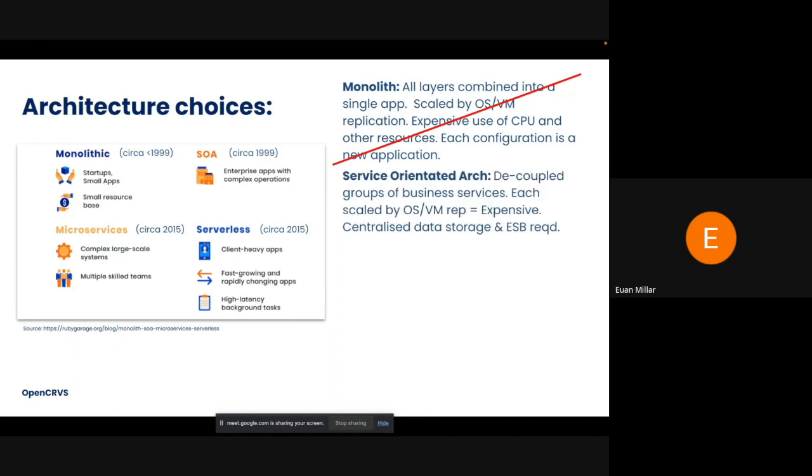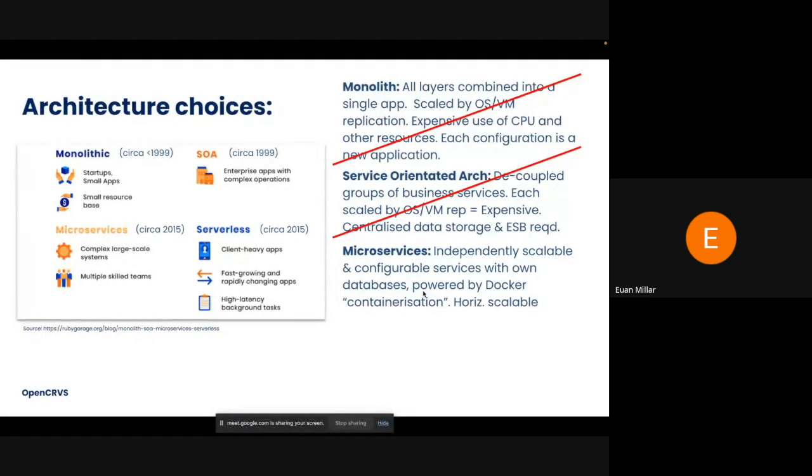So a service-oriented architecture, we have decoupled groups of business services. Each one can be scaled by operating system and virtual machine, just like a monolith. So again, it's getting quite expensive to scale. Architecturally, it's getting closer to what we need for configurability. But a service-oriented architecture usually also depends on centralized data storage and often an enterprise service bus. So these are expensive limitations on whether you can scale. You really have to vertically scale the data storage. You can't horizontally scale it. So again, this is quite expensive.